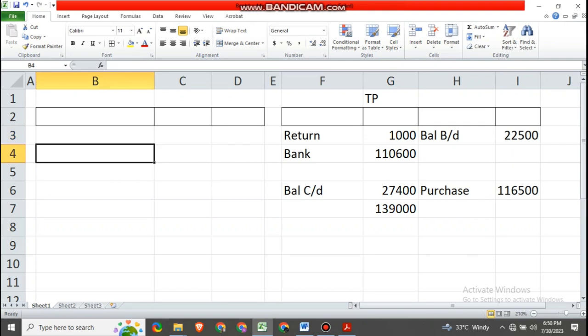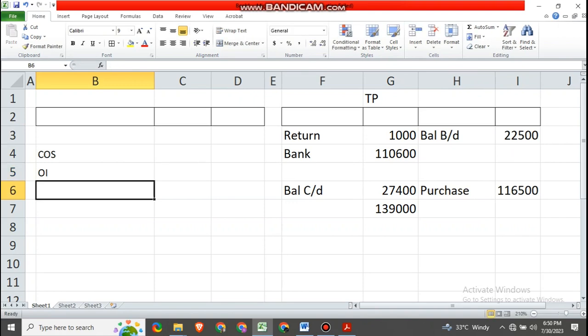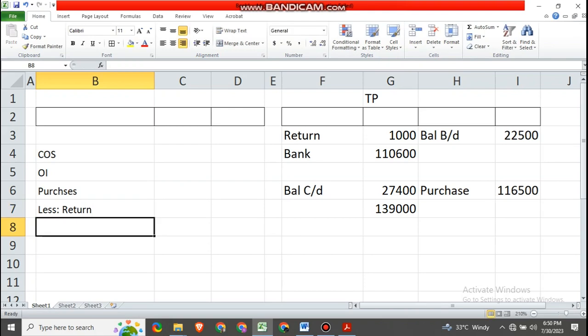Now when we prepare cost of sales, we have opening inventory, and then we have purchases, then we have less returns, and then we have less closing stock, closing inventory.